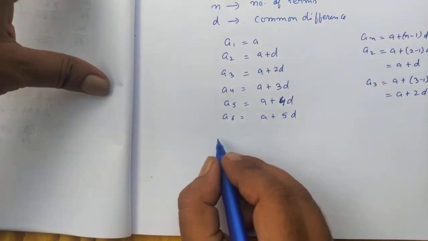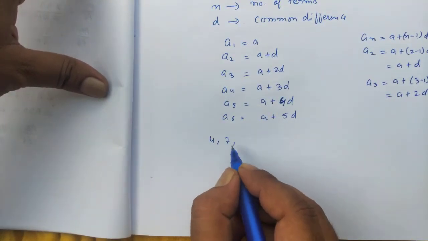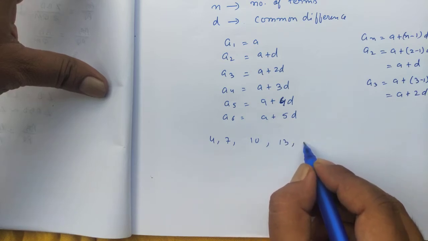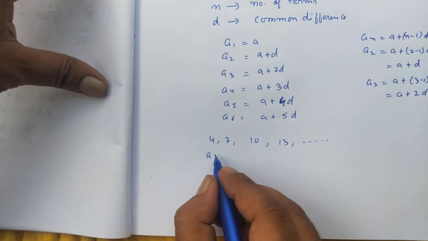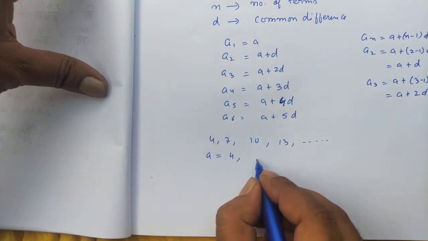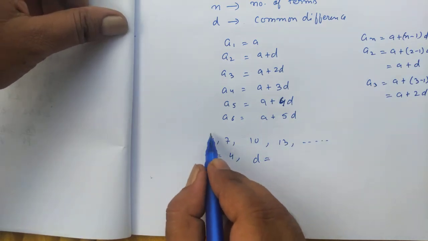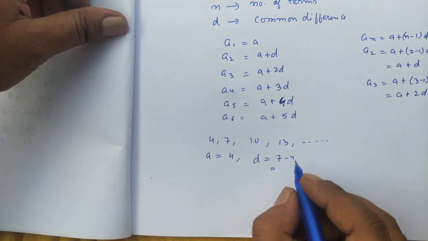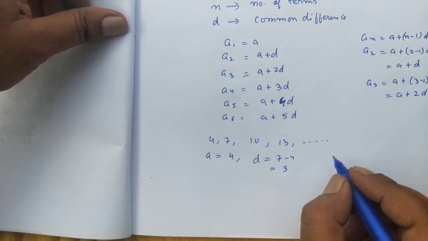Suppose a series is given. I'll take the first series only: 4, 7, 10, 13. We have to know the first term a is given as 4. How to find d? Always remember, to find d, we subtract the first from the second. So we'll do 7 minus 4, we get 3. So the common difference is 3.